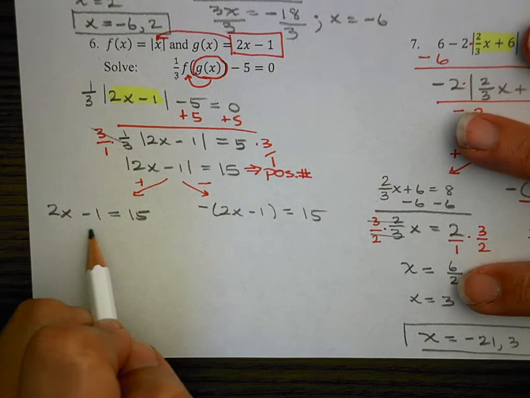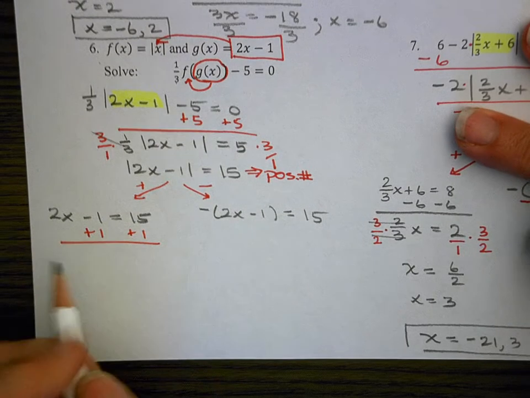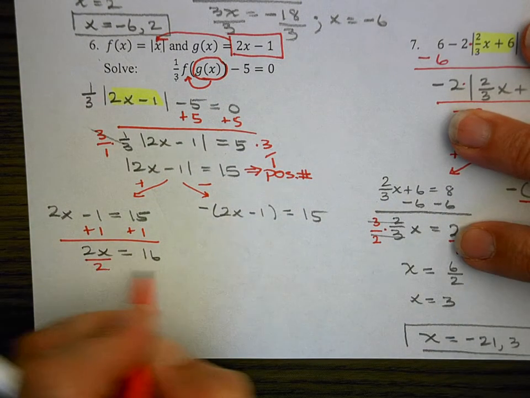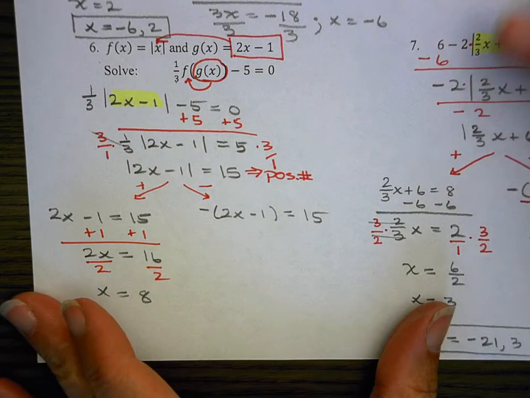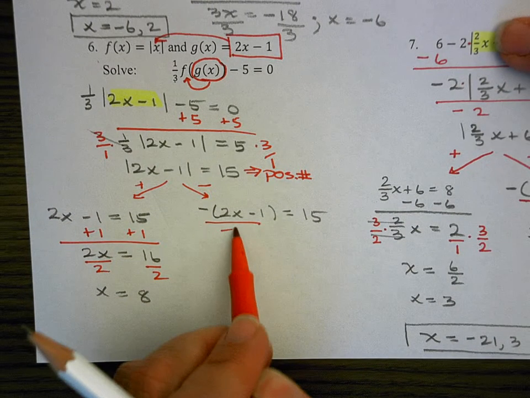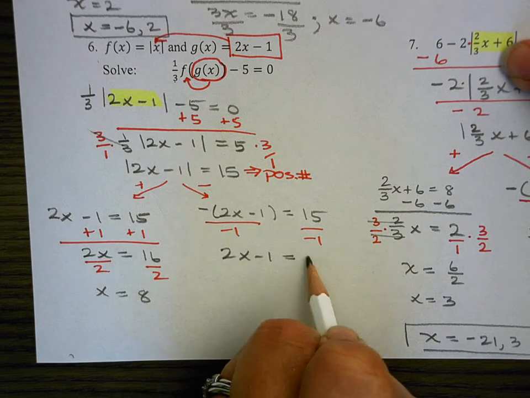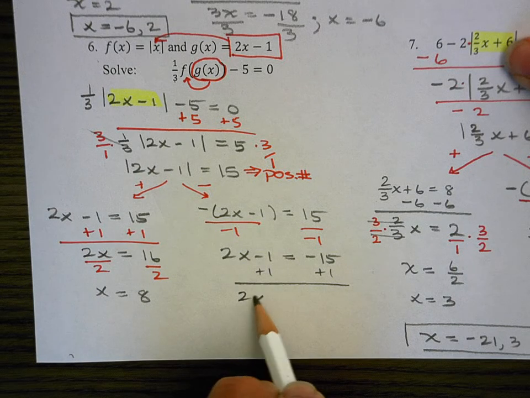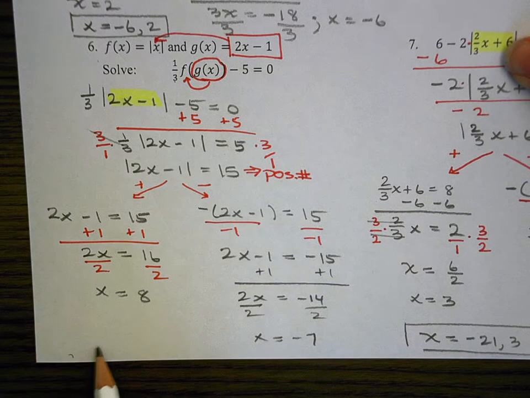Okay, so we're going to hit just your basic solving. So we're going to add 1 to both sides and then divide by 2. And then same over here. So I'm going to divide both sides by -1. And then add 1. And finally divide by 2. So x is either -7 or 8. And that's it.